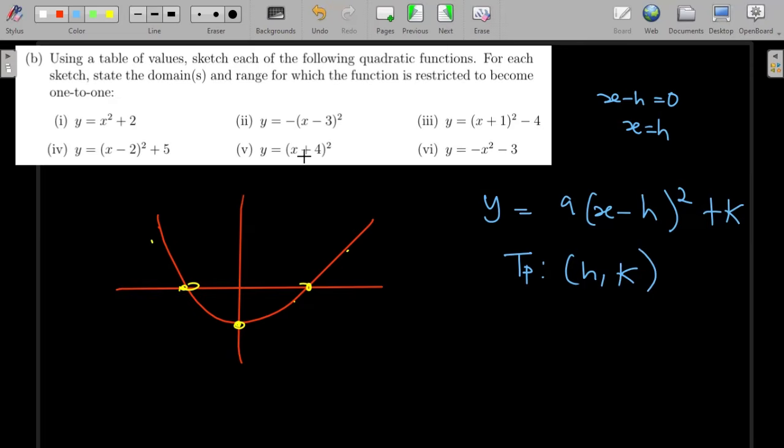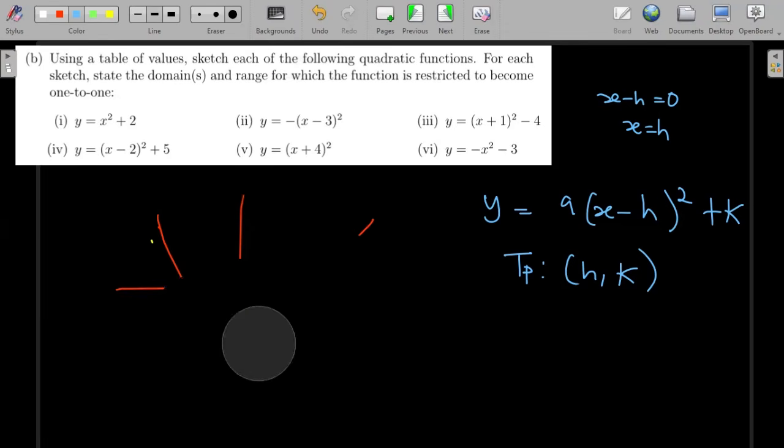So on all these equations, we're first going to identify the turning point. Then once we identify the turning points, we're going to pick a set of values that we're going to put in a table. And then from those values, we're going to sketch the quadratic function. So that's what we're going to do. Okay, so let's do that. We start with the first one, or maybe we read the question.